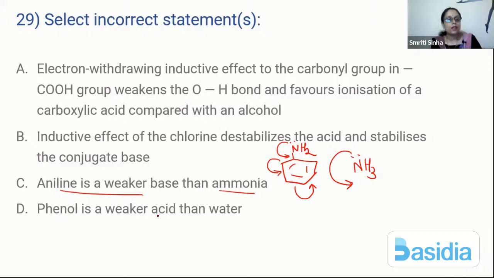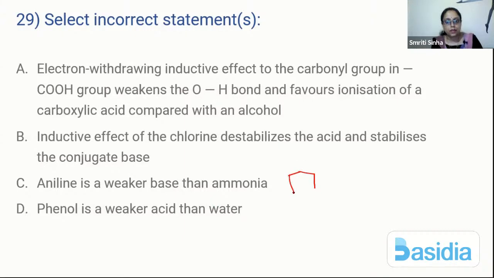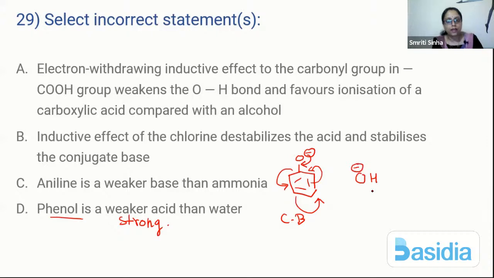Next, phenol is a weaker acid than water. Yes, phenol is actually a stronger acid than water because once phenol donates its proton, it forms the phenoxide ion. This phenoxide ion is highly stable due to resonance, and as its conjugate base is highly stable, it can donate the proton very easily to get this stability, and therefore phenol is actually the stronger acid. But in the case of water, once water donates a proton, it gets the hydroxide ion, which is not very stable.